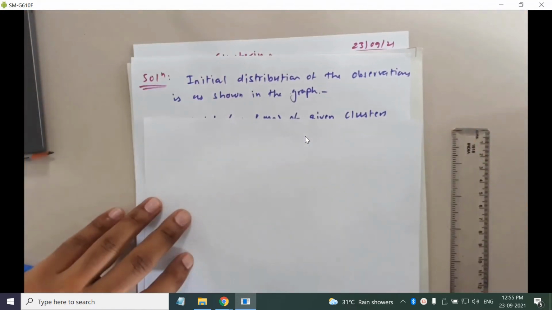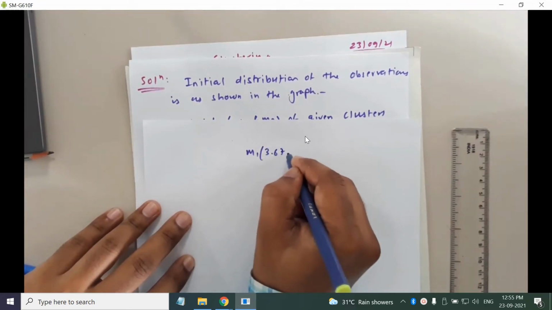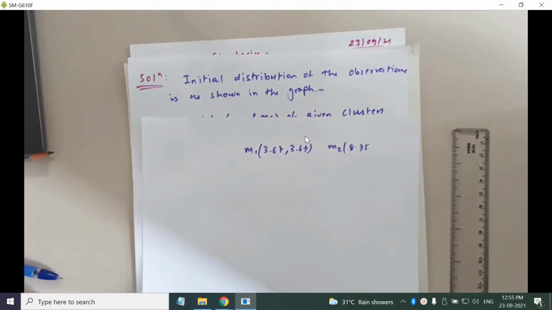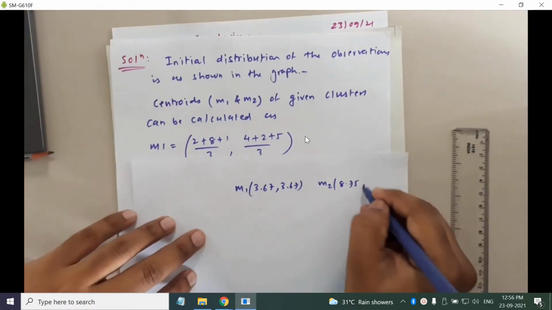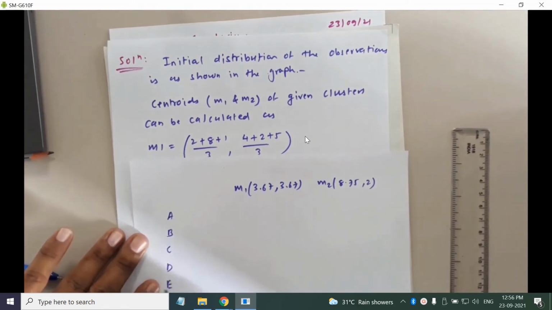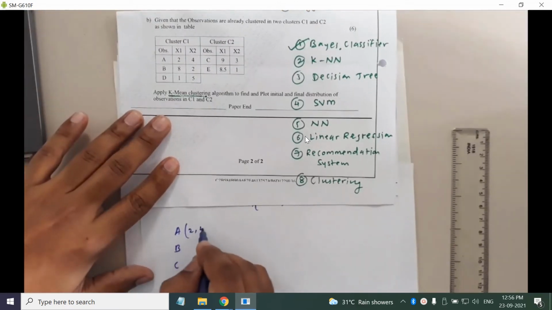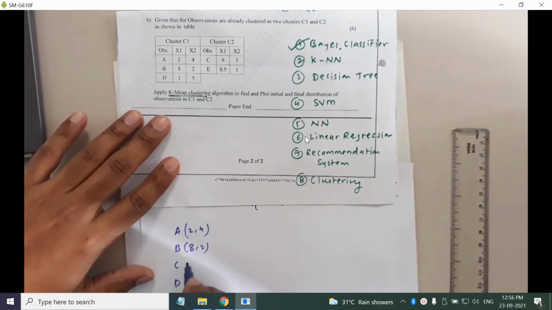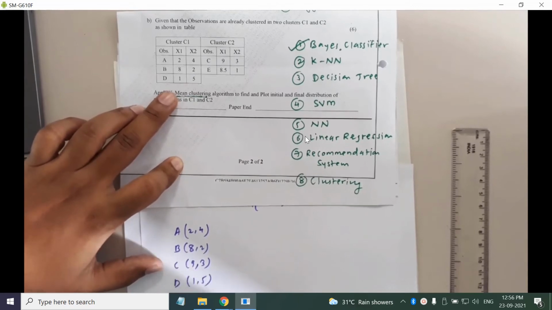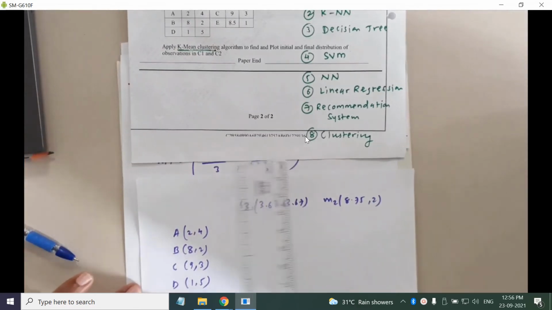So you have M1, its reading is 3.67, 3.67, and M2 whose value is 8.75 and 2. And you have A, B, C, D and E. A's reading is 2, 4, B is 8, 2, C is 9, 3, D is 1, 5 and E is 8.5, 1.